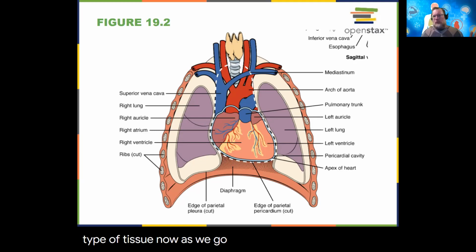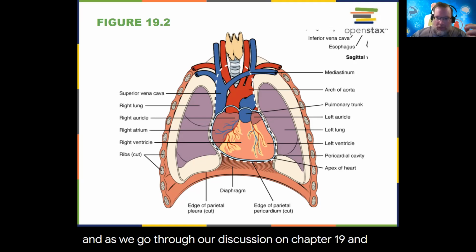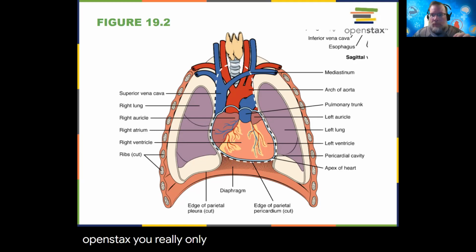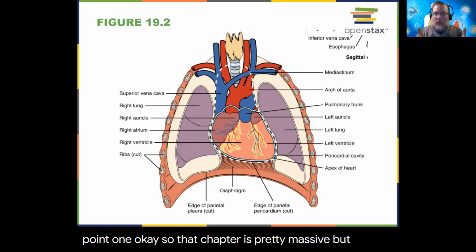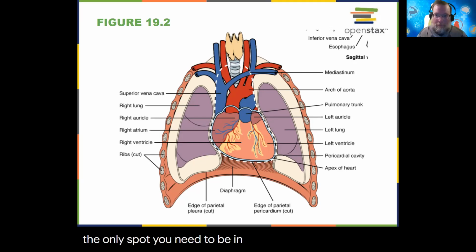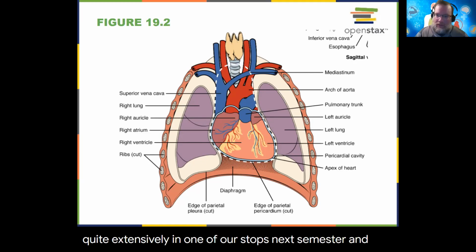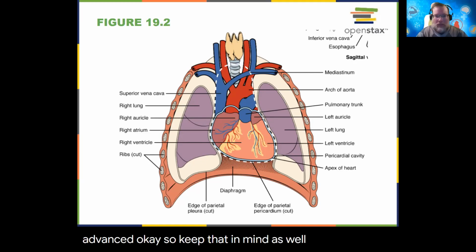Now, as we go through this PowerPoint today, and as we go through our discussion on Chapter 19 and OpenStax, you're really only going to be in section 19.1. That chapter is pretty massive, but 19.1 is the only spot you need to be in. After that, 19.2 on down the line, that's all physiology. We're going to revisit this chapter quite extensively in one of our stops next semester in advanced. So keep that in mind as well. Our focus really, again, is just on 19.1. What are the basic structures of the heart?